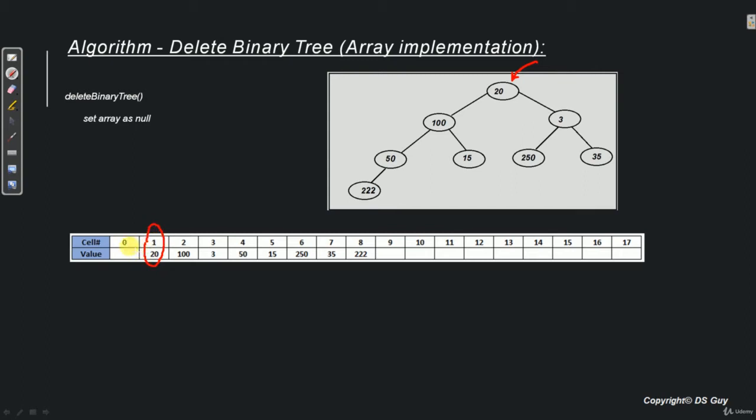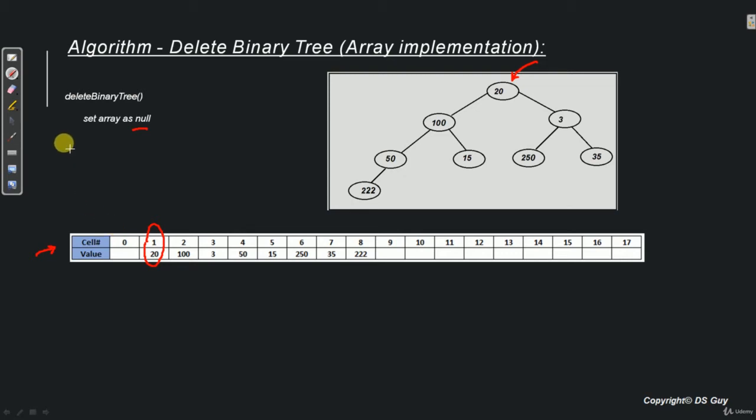So what we do is we have to delete this entire array. So now how do we delete this entire array? Simple. We simply set this array as null. As soon as we set this array as null, this entire array gets deleted. Now since the array is deleted, the tree automatically also gets deleted. So this is how we delete a binary tree.